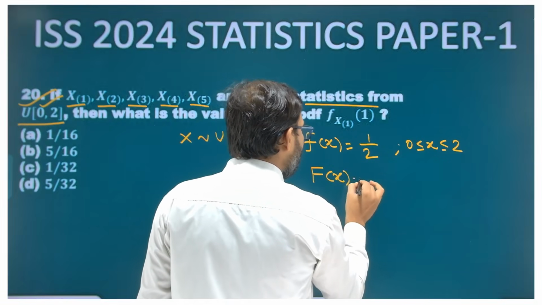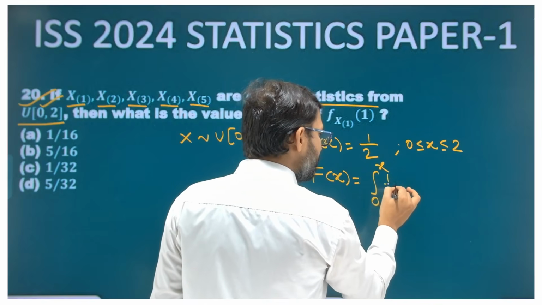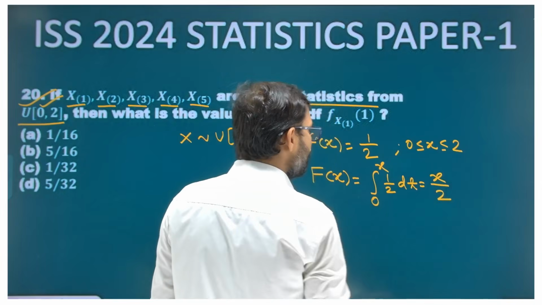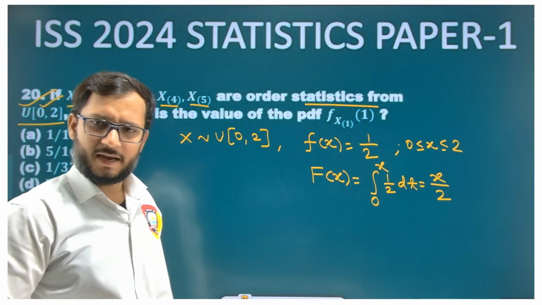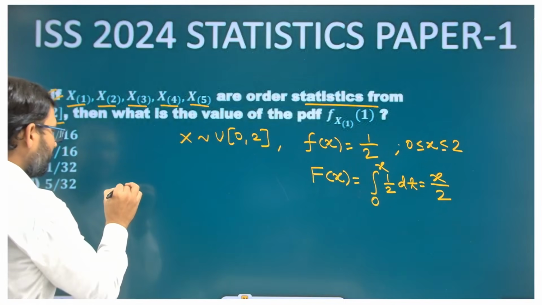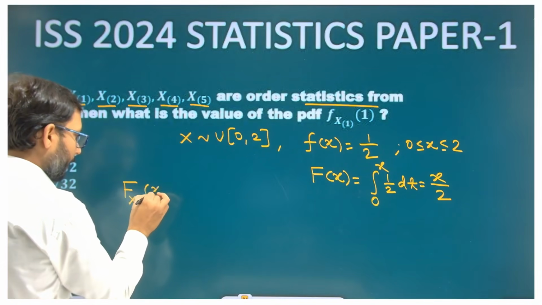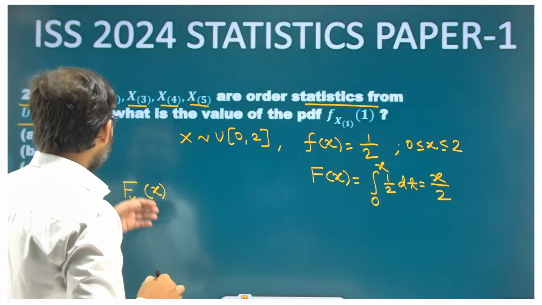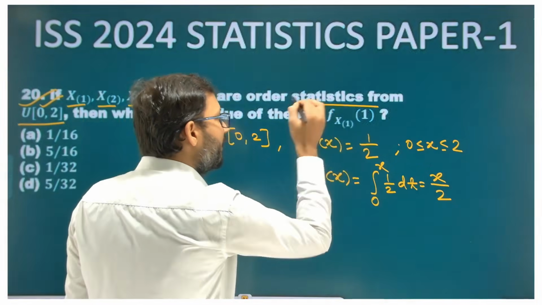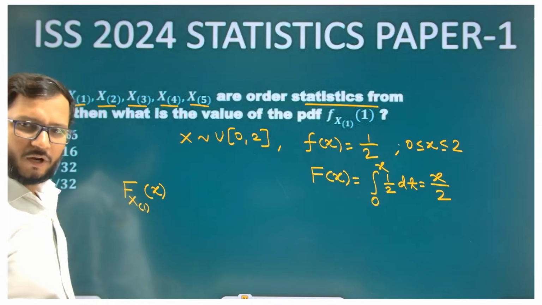So for the capital F(x), all of you know that it is the integral from 0 to x of f(t) dt, which is the integral of 1 by 2 dt, and it will be x by 2. Got the point? So we have found small f(x) and capital F(x) here. Now it has asked not for capital F x1(x), it has asked for small f x1(x). So obviously we will differentiate it with respect to x to get the small f x1(x).